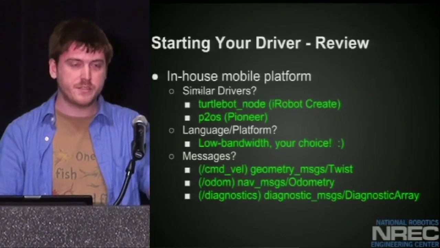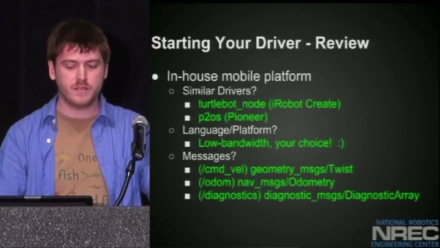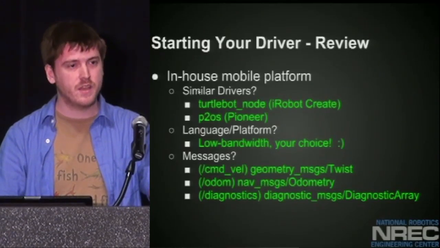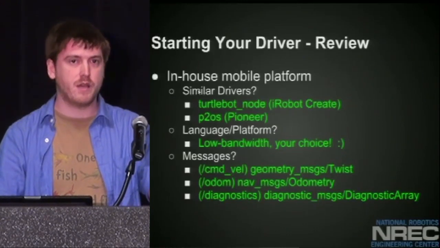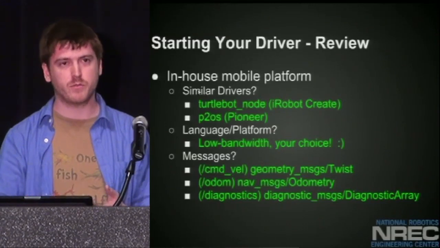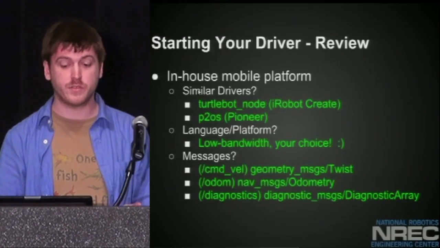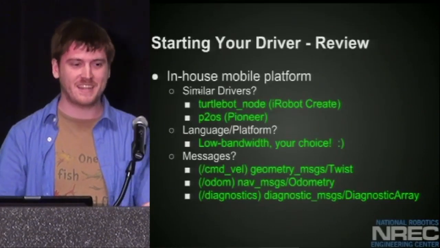As for the messages, the common API is to use on cmd_vel a geometry messages twist, which has velocities and angular velocities, and on odom, a nav messages odometry, and this is where your wheel encoders would be fused, and you would report how far you've traveled and your current rotation relative to where you started. And of course, diagnostics again.